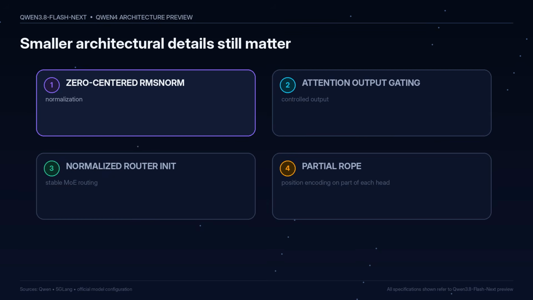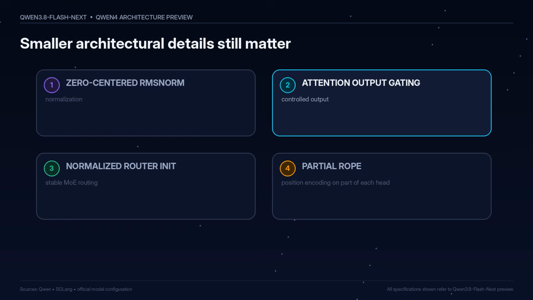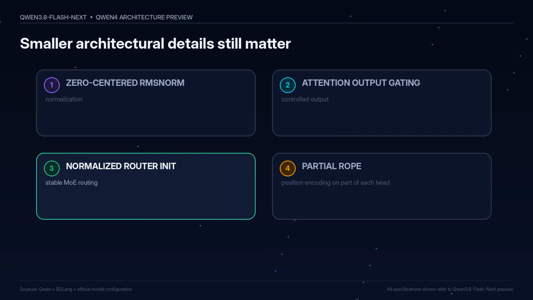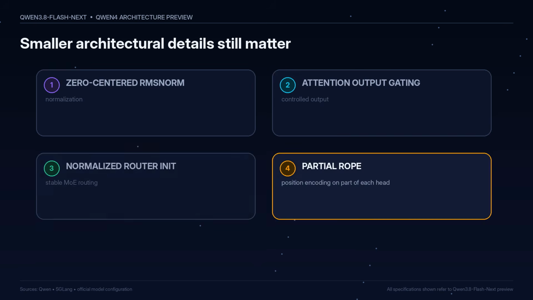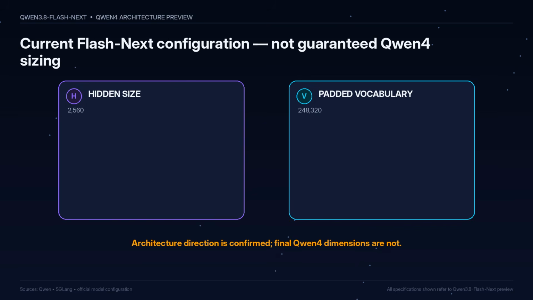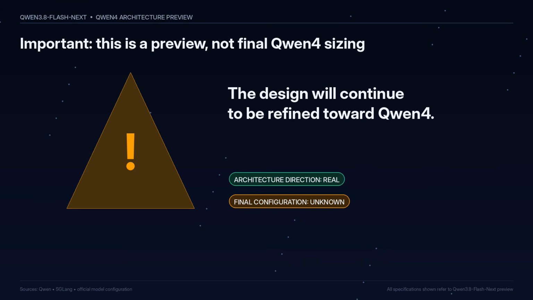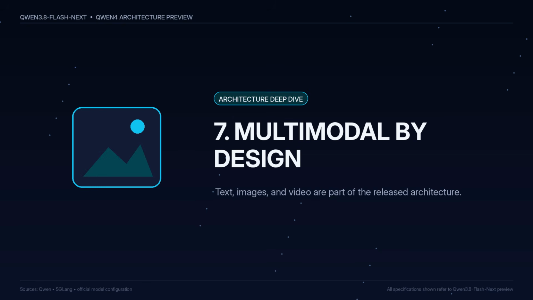There are also several smaller architectural details worth watching. Qwen retains zero-centered RMS norm. It keeps attention output gating. It uses normalized initialization for the MoE router. And the model uses partial rotary positional encoding rather than applying RoPE across every dimension. The current model also has a hidden dimension of 2560 and a vocabulary padded to 248,320 entries. Again, these exact numbers belong to Qwen3.8 Flash Next, not necessarily the final Qwen4 models.